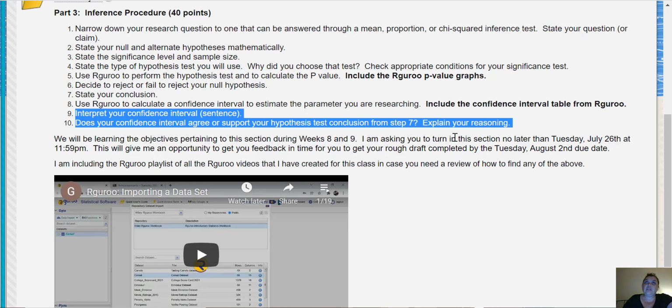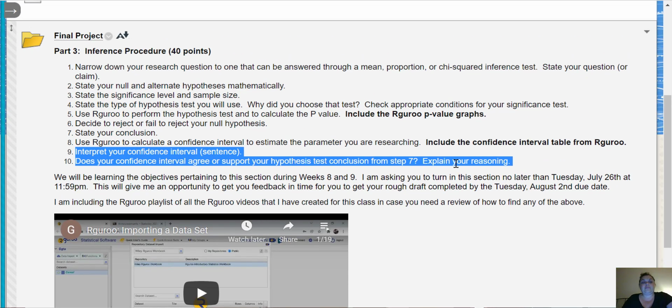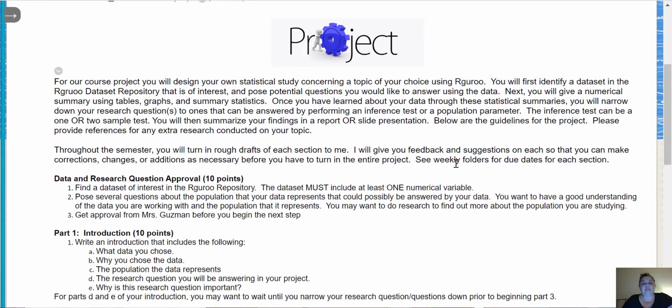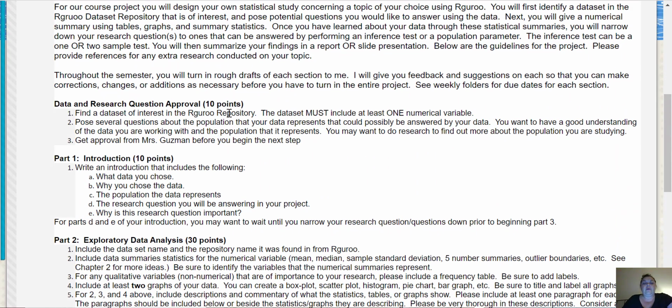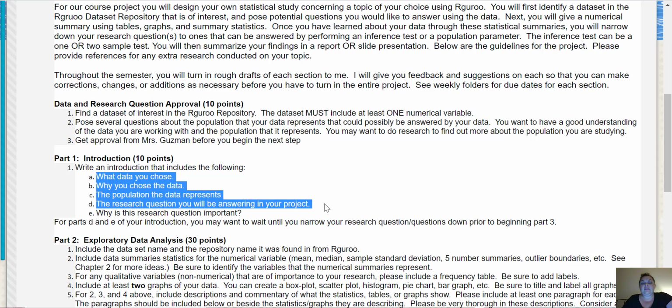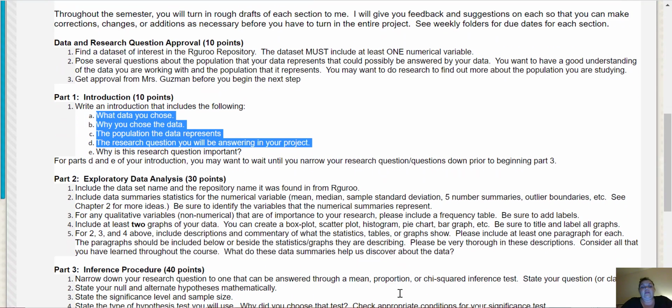Part 1 is an introduction. Part 4 is a conclusion. So you can write those based off of what you've done in part 2 and part 3. And I give suggestions in the final project here. For the intro, you need to talk about what data set you chose, why you chose it, the population the data represents, and the research questions you'll be answering in your project. Some of you had a lot of broad questions, but now that we've done the project, you've probably narrowed that down, and why you think it's important.